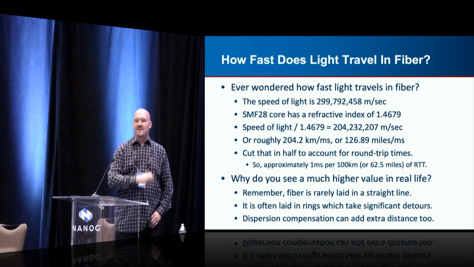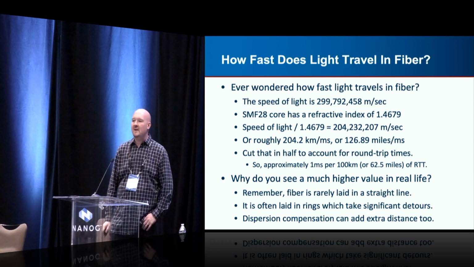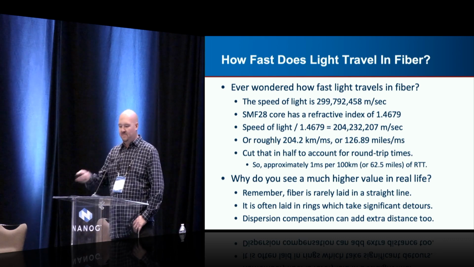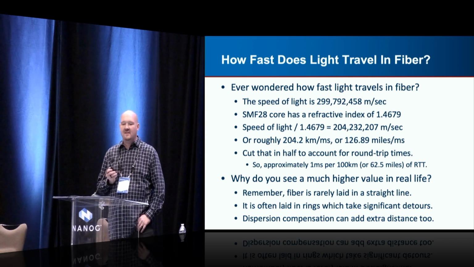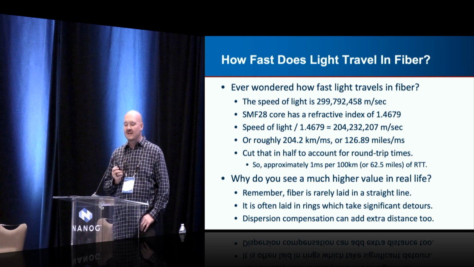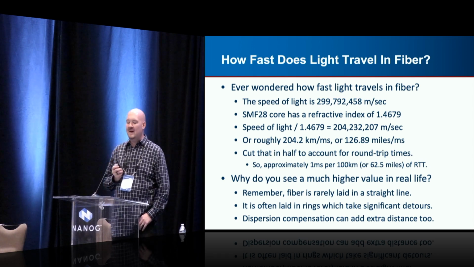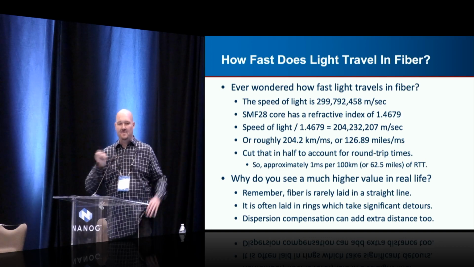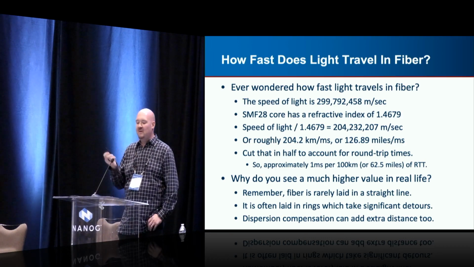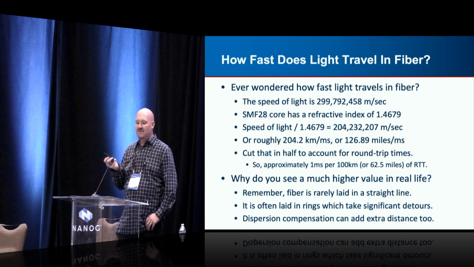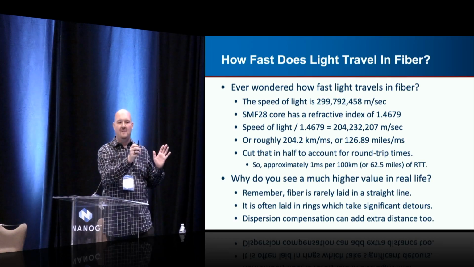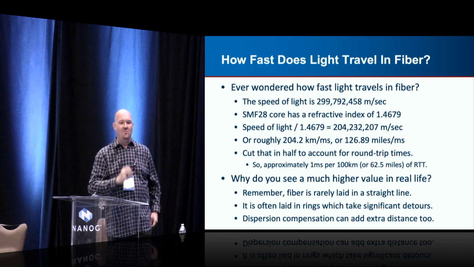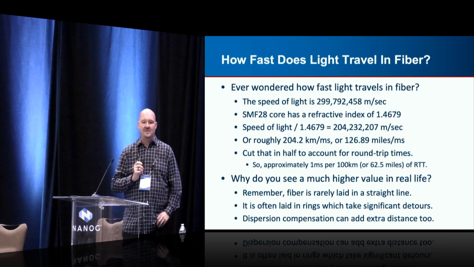Other miscellaneous fiber information. If you've ever wondered how fast light travels through fiber, the speed of light is here. SMF28 has a refractive index of 1.4679, so light travels through fiber at about 204,000 kilometers per second. If you turn that into time, for every 100 kilometers of fiber, or 62.5 miles, round trip, you see 1 millisecond of latency added to your fiber.